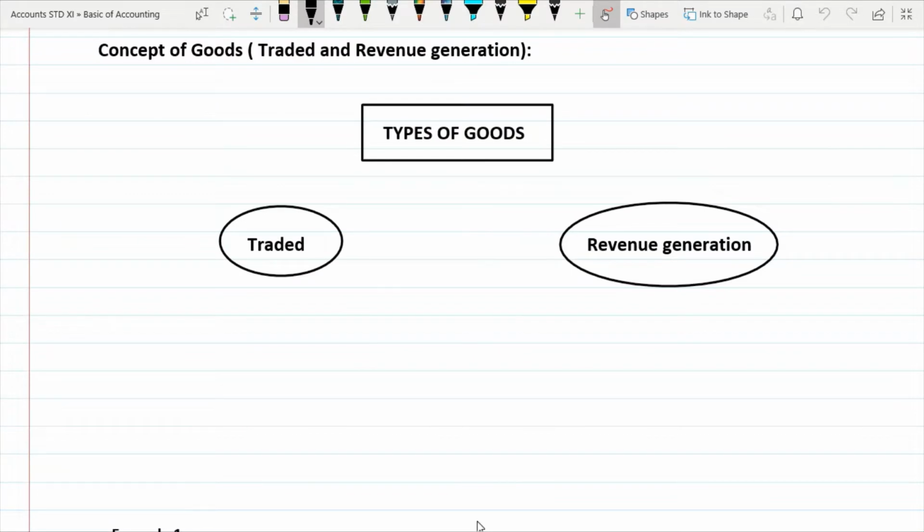So today we are going to do a few concepts, that is the concept of goods, the different types of goods that are purchased by a business. Then we are going to be doing the concept of the double entry system, that is debit and credit. And then we will be doing a few entries. So let us understand the concept of goods.